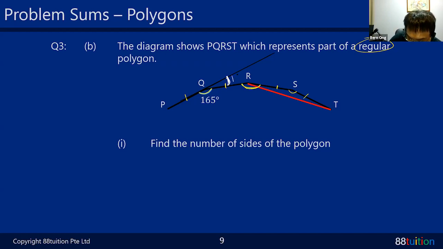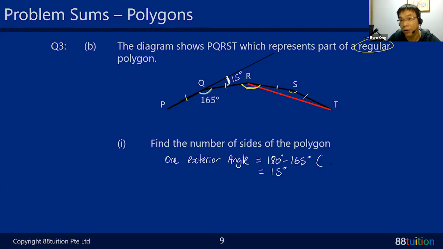Can you see this? Why do I need the exterior angle? So that I can activate my BFF to find the number of sides. So down here, you say first, one exterior angle. It's easier to find the exterior angle, then you find the number of sides. So one exterior angle is equal to 180 degrees minus 165, which gives you 15 degrees. And what is this called? Angles on a straight line, or supplementary angles.